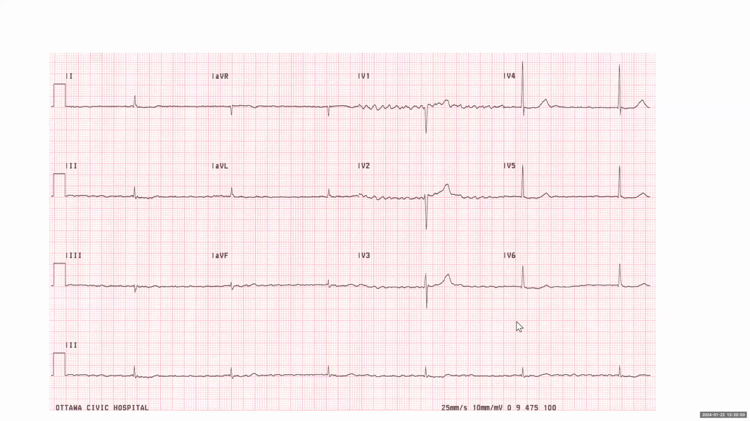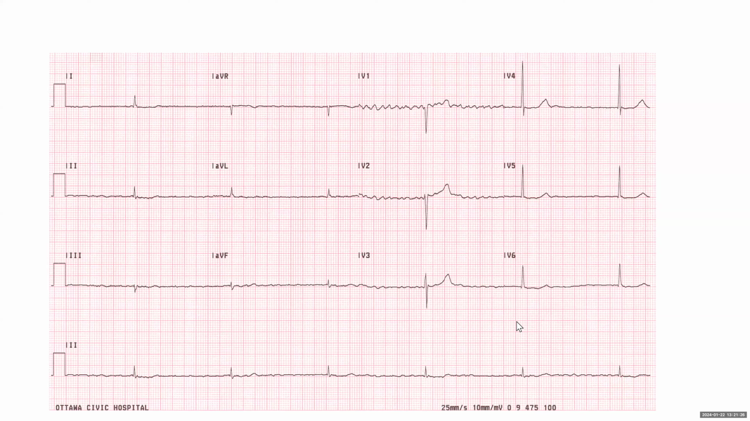So someone said long QT. Is the QT long? Not really. The corrected one is not going to be long because there's a bradycardia. Yeah, no, it's not. Yeah, agree. It's not prolonged, the corrected one. Okay. Any questions about this ECG?